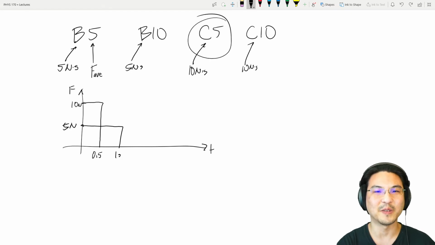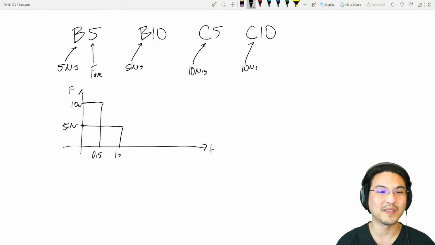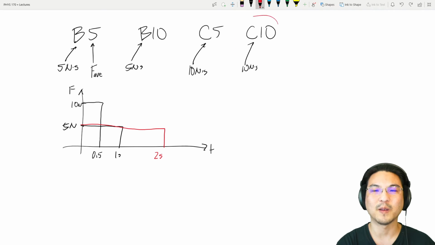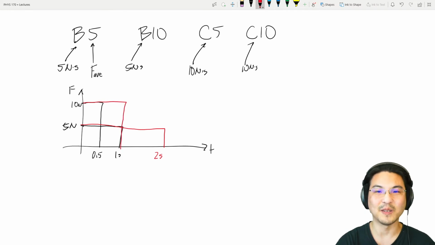And then let's say you go to C5. So it's still 5 newtons of thrust like this, but then the impulse is 10 newton seconds. So that means it's got to be going for 2 seconds. 5 newtons for 2 seconds, 10 newton seconds. Compared to something like this, that's 10 newtons of thrust, but then the impulse is 10, so it's got to be 10 newtons for 1 second is 10 newton seconds.